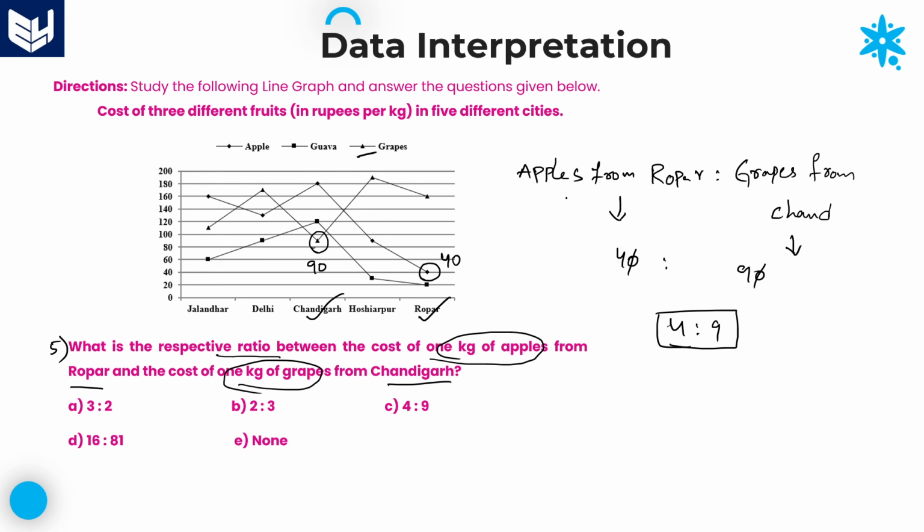It means the respective ratio of per kg cost of apples from Ropar and per kg cost of grapes from Chandigarh is 4:9. Once look at the options. Among the options, option C is the right answer for this question. Guys, in this way you need to solve the problems based on this model, and I hope you understand all the problems in this session.